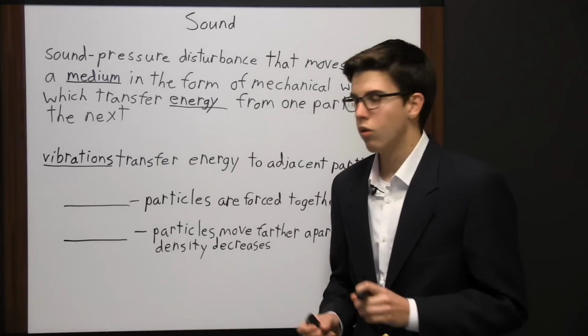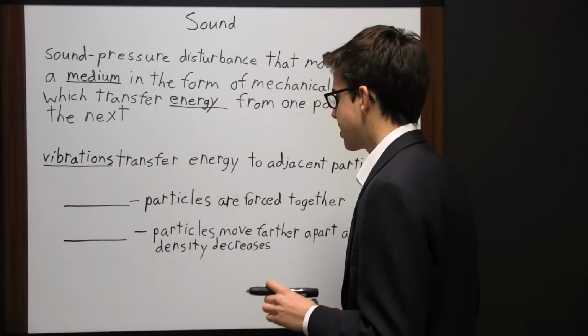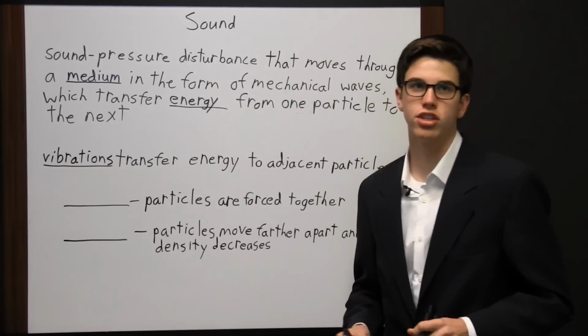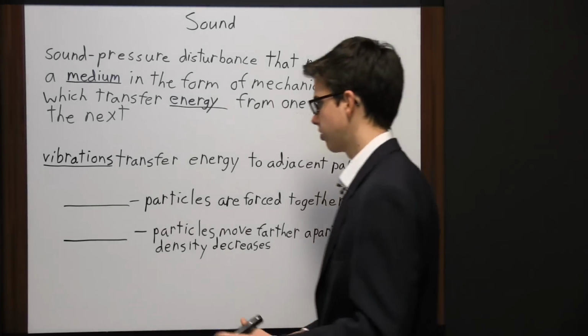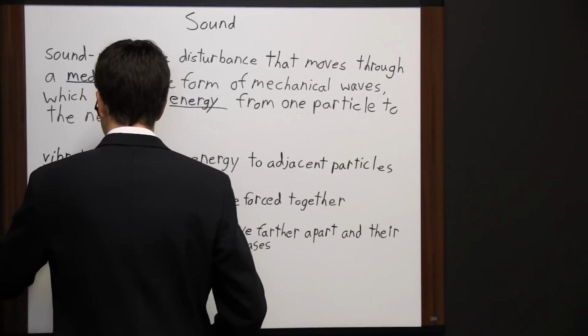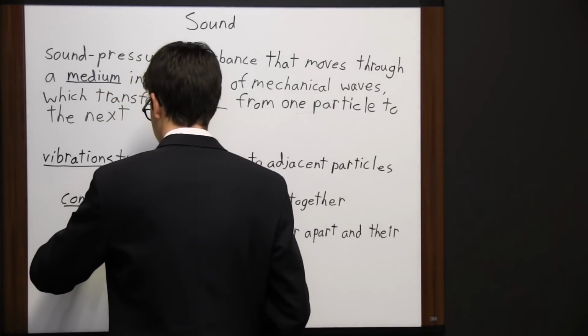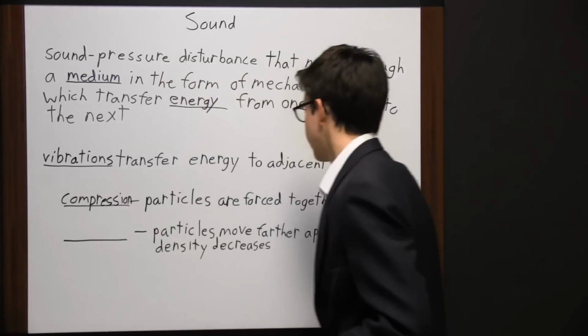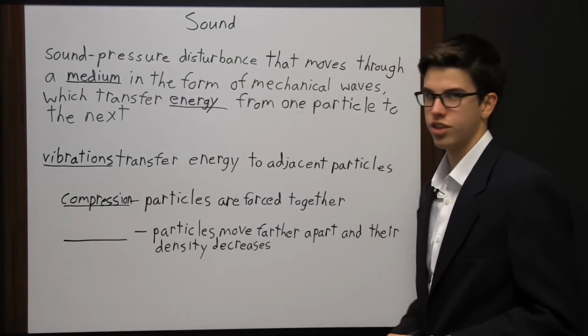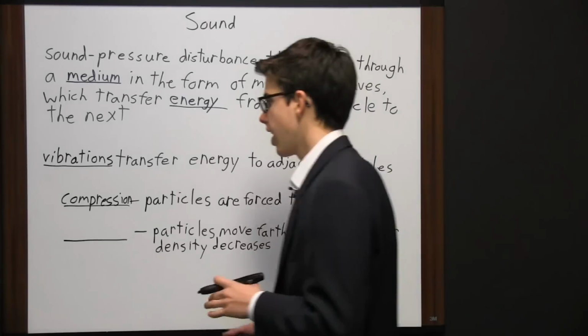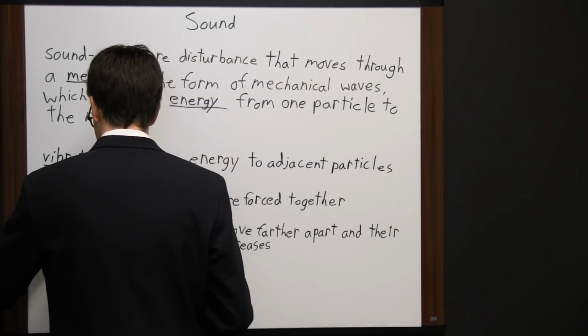Now, waves consist of two things. We have compressions and rarefactions. So a compression is when particles are forced together. And so the opposite of that is a rarefaction.